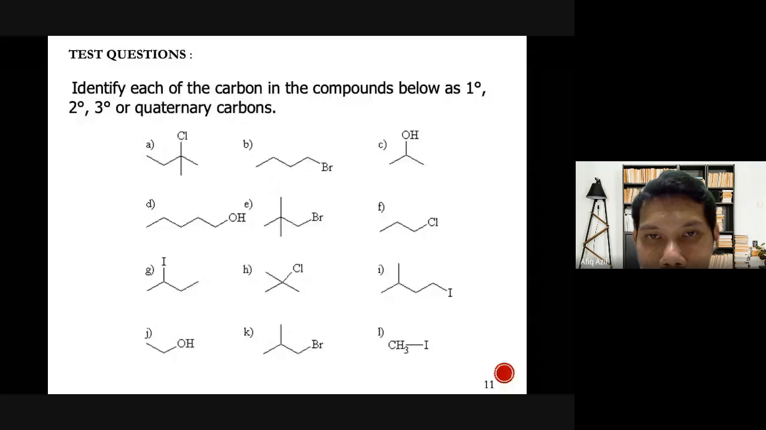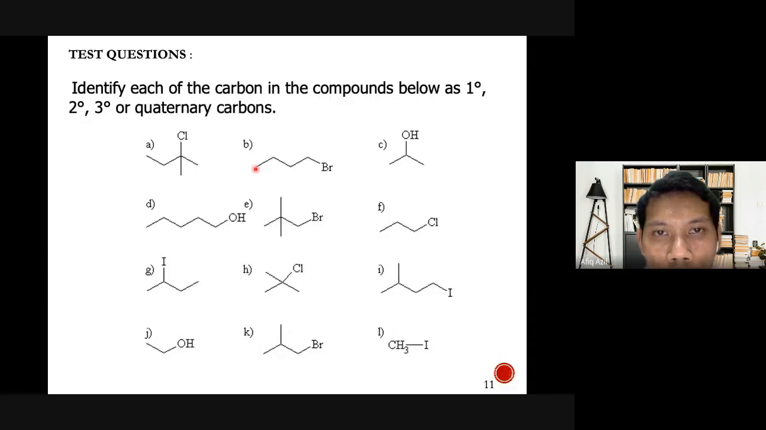Or I shall call who, yeah, let's see, your name is Nadia. For B. Okay, how about this first carbon? What would you identify this as?